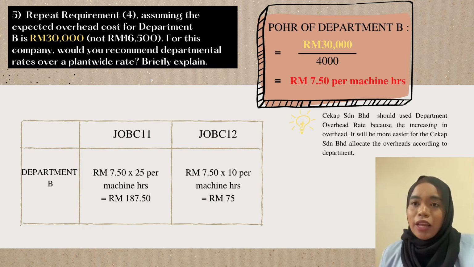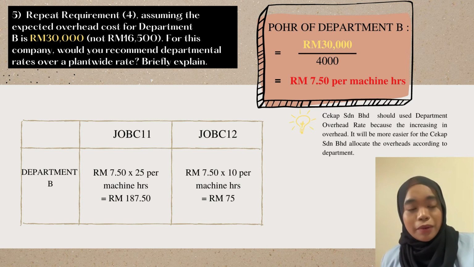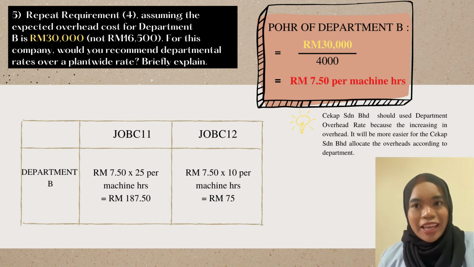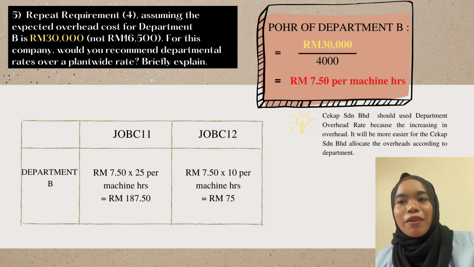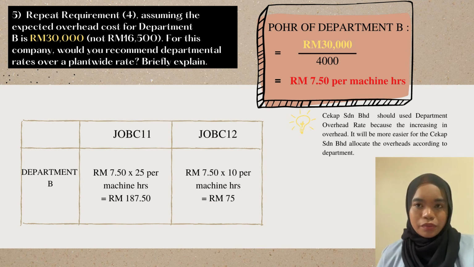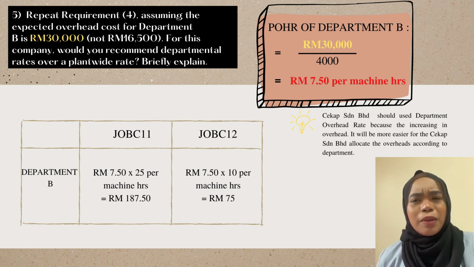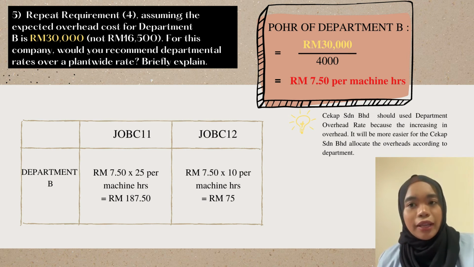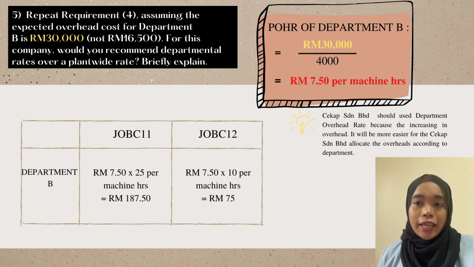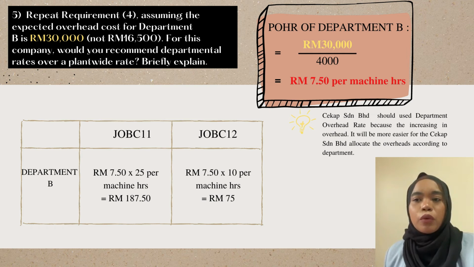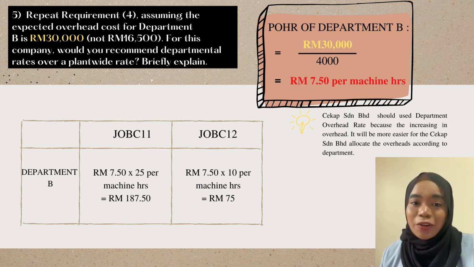So in my opinion, it's better for Cekap Sendirian Berhad to stay with the department overhead rate, because of the change in overhead, which is RM30,000, right? So it will be easier for Cekap Sendirian Berhad to allocate the overhead according to department separately, and this will help the company improve the accuracy of overhead allocation. That's all for me. Thank you.